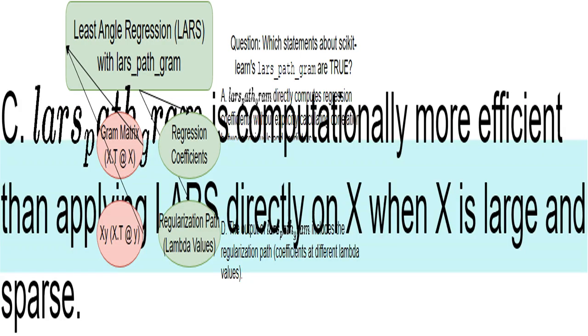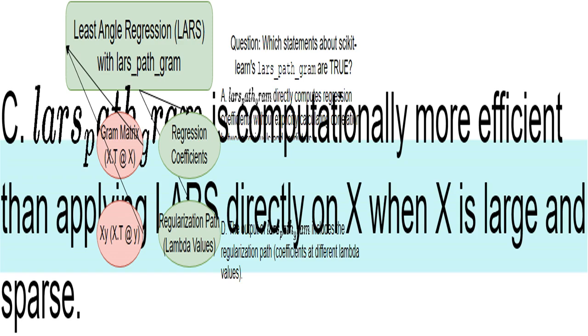I can tell you that lars_path_gram is much faster, especially when the data matrix X is huge or sparse. The reason is that lars_path_gram operates on the gram matrix, which is smaller than X, resulting in fewer computations.